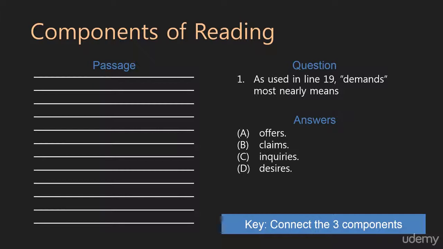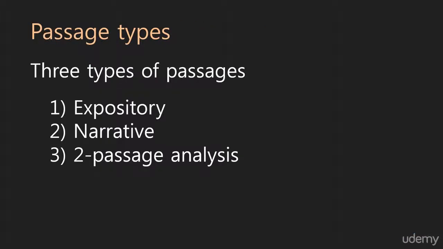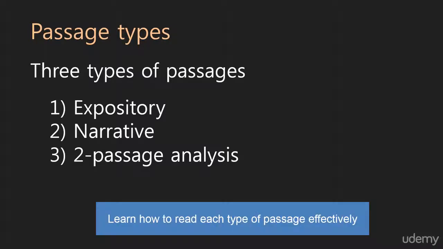So let's start with the passage types. There are three types of passages: narrative, expository, and two passage analysis sections. The key to this is you have to learn how to read each type of passage effectively so that you can break down the logic, see how the ideas connect, find the main idea.